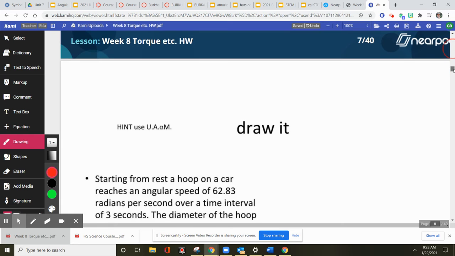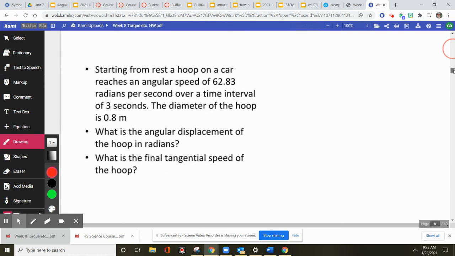And then we had a hoop on a car. This makes no sense whatsoever. I have no idea what a hoop on a car is. It's probably a cut and paste error from one question to another. But we can use the information to do some calculating. The angular displacement of the hoop in radians.